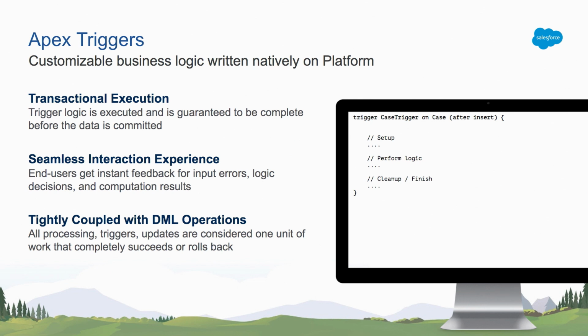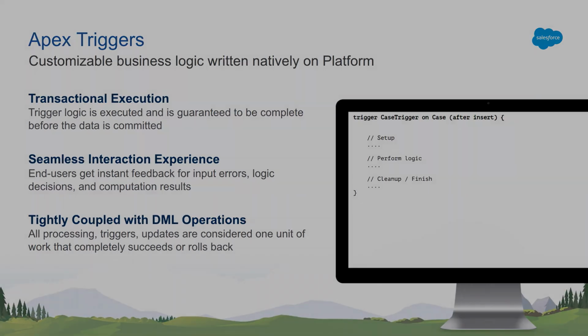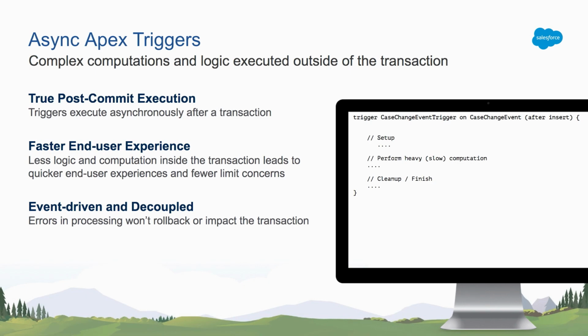So that's very beneficial. But what happens if you have actions or business logic that's not transactionally bound? You don't need that to be run inside the transaction. And that's why we're talking about async Apex triggers. So the idea here is to move all your non-transactional logic outside of the transaction and put that in a trigger on the change event itself.